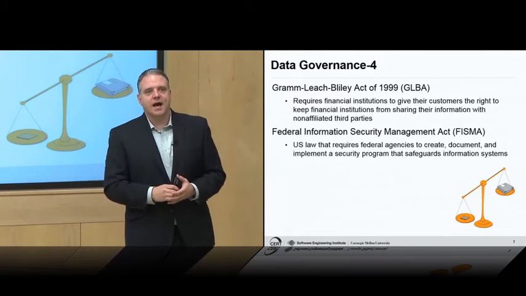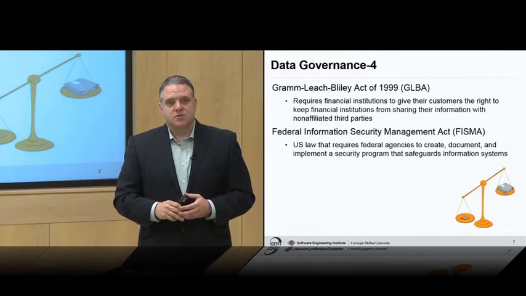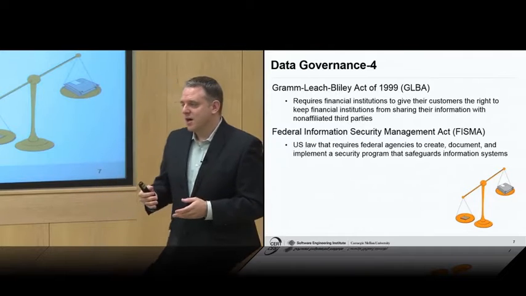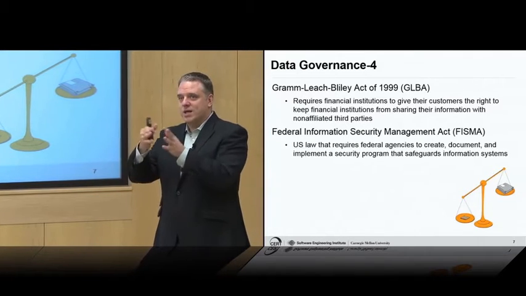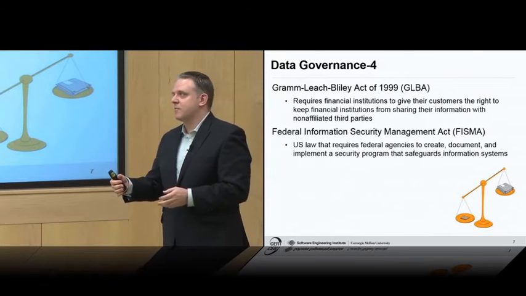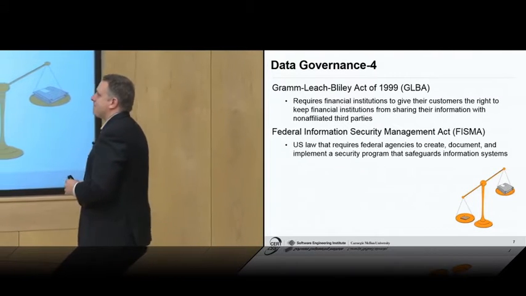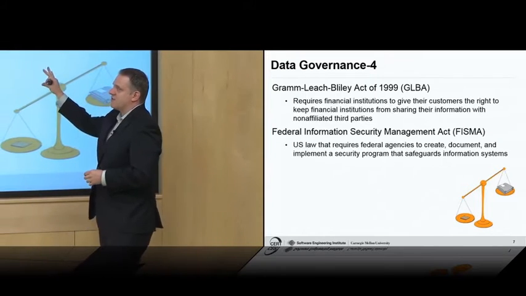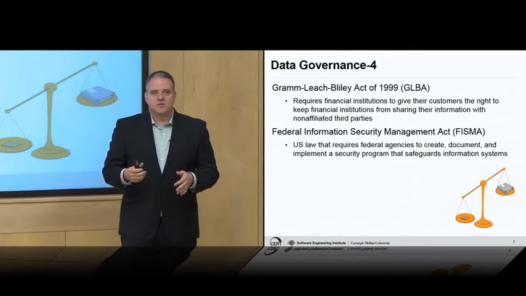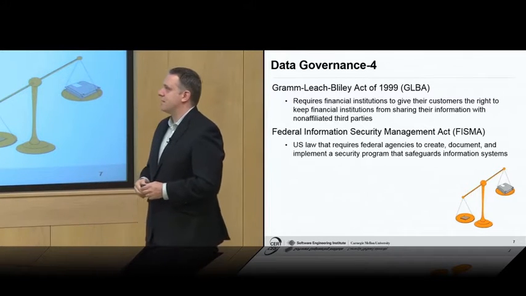GLBA, the Gramm-Leach-Bliley Act of '99. This was a regulation put in place for consumer protection. And so now when you deal with a bank, you probably have some form that says how they can share your information, and how you as a bank customer can restrict sharing of that information. All of that is coming out of the Gramm-Leach-Bliley Act of '99. And then the big one for the U.S. federal government is FISMA, and that requires all federal agencies now to safeguard personal information and information systems. That's a very broad act.